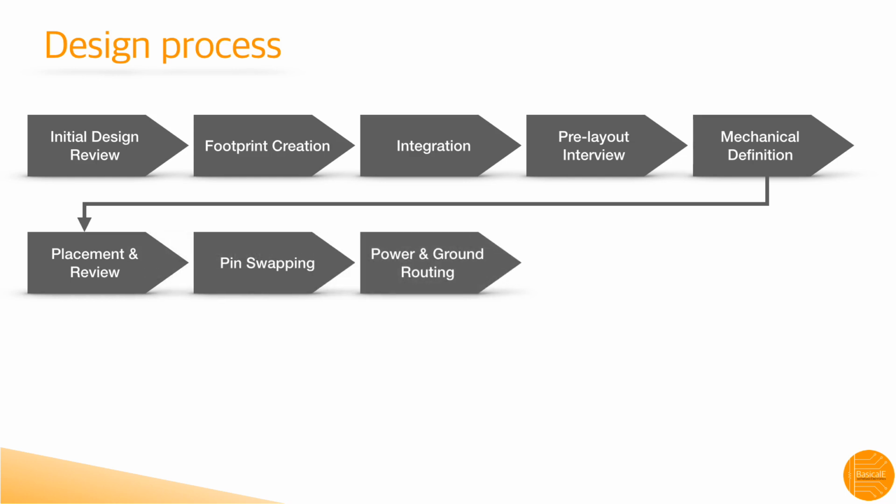Step 8 is power and ground routing. At the first stage of the routing process, the power and ground of the components need to be routed first. Step 9 is critical signal routing. The critical signals like clock and high-speed signals need to be routed after completing the power and ground routing.